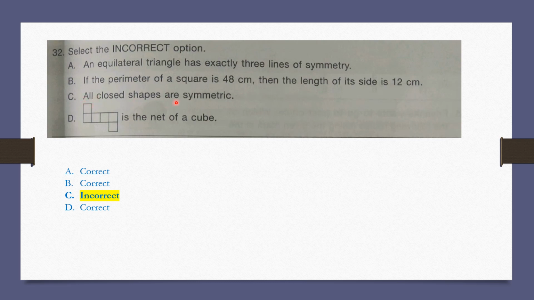C. All closed shapes are symmetric. This is incorrect. Option D. Figure given is the net of a cube. This is true because it is having 6 faces. So our option C is incorrect, which is our answer.